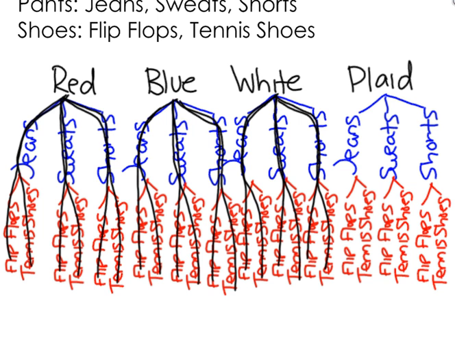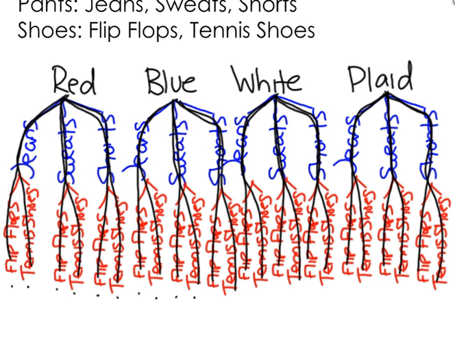Okay, so then last couple choices, plaid shirt with jeans and flip-flops, plaid shirt, jeans, tennis shoes, plaid shirt, sweats, flip-flops, interesting combination, plaid shirt, sweats, tennis shoes, plaid with shorts and flip-flops, plaid with shorts and tennis shoes. So altogether, I have 1, 2, 3, 4, 5, 6, 7, 8, 9, 10, 11, 12, 13, 14, 15, 16, 17, 18, 19, 20, 21, 22, 23, 24 possible routes along that tree diagram. So I can list off my 24 outcomes.